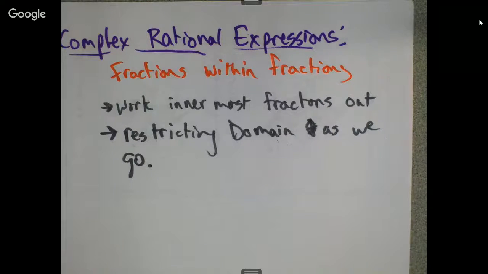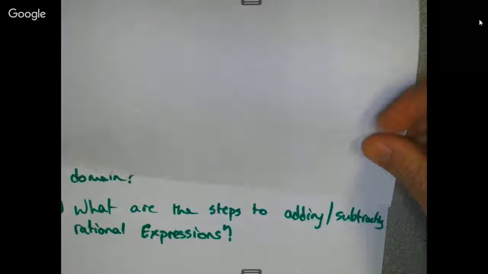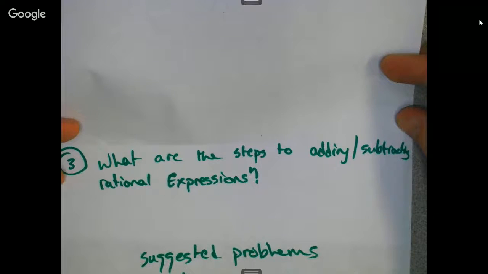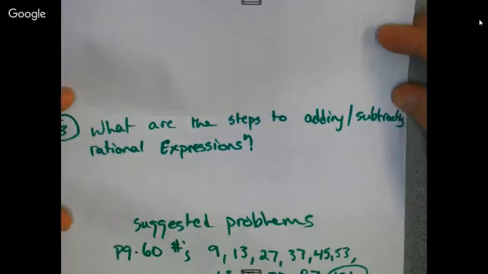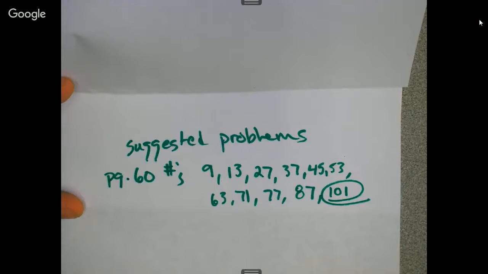So it looks like that's it. So our last question here will be, what are the steps to adding or subtracting rational expressions? So adding or subtracting. Here are your suggested problems. Most of you could probably go ahead and get started on this. If not, we'll talk about it in class.